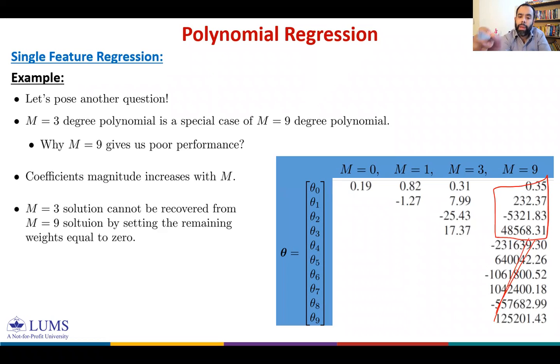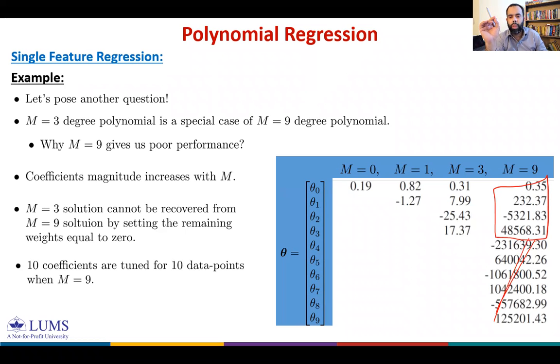Because for m equal to 9, the 10 coefficients are exactly tuned, or rightly tuned, for 10 data points. So we have the same number of data points as the number of coefficients, and therefore we're getting poor performance when m is equal to 9.